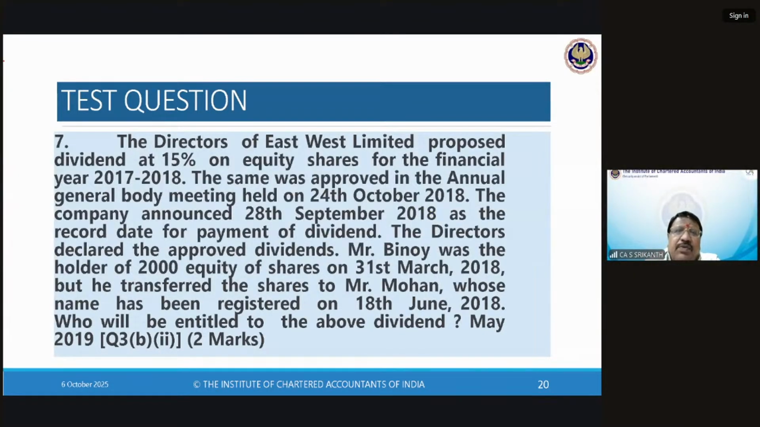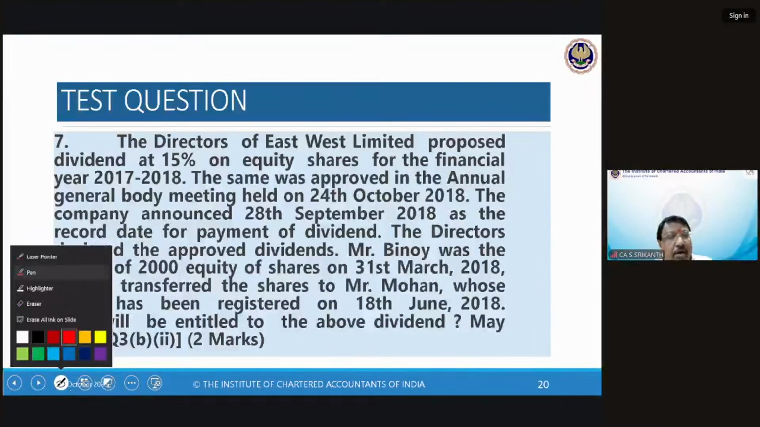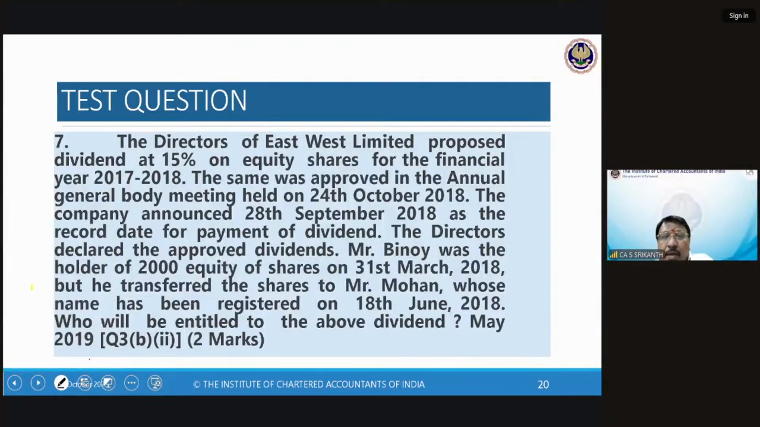The directors of East West Limited proposed dividend at 15% on equity shares. The same was approved in the annual general body meeting held on 24th October 2018. The company announced 28th September 2018 as the record date. What is record date? I'm sure some of you are aware.